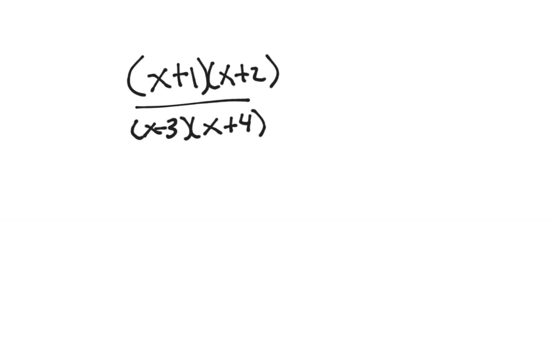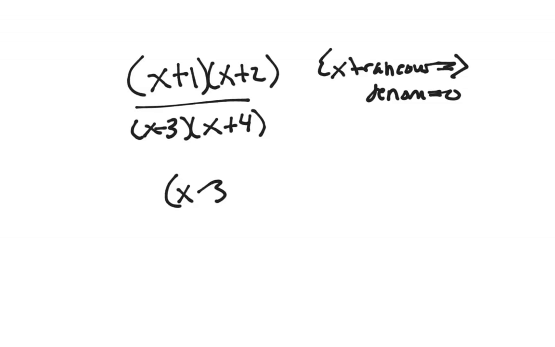So here I have another rational expression, x plus 1 times x plus 2 over x minus 3 times x plus 4. And I'm wondering, what are some extraneous solutions? What are some values of x that I cannot use for this problem? I remember that extraneous solutions mean that my denominator is equal to 0. And because I know about solving polynomials, I can write out when the denominator equals 0 pretty easily.